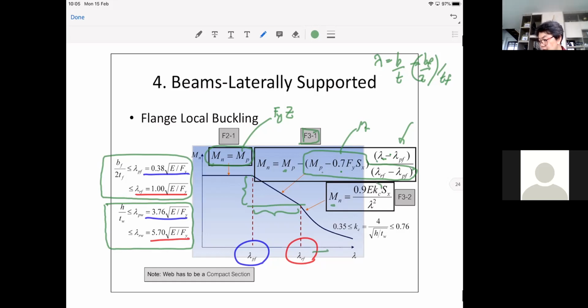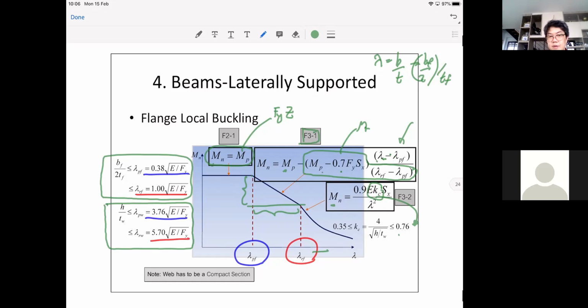This formula contains a new term called Kc. Kc can be calculated by using this formula. And the spec suggests that if you calculate Kc and it is less than 0.35, use 0.35. We don't go below that. If it is greater than 0.76, use 0.76. We don't go beyond that as well.